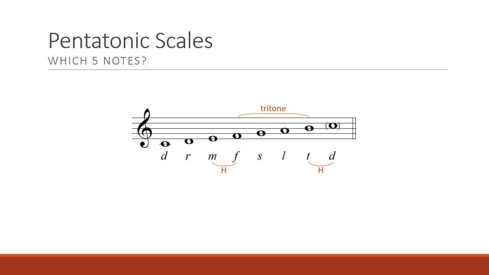So to create a pentatonic scale, we remove the notes ti and fa. That leaves us with a 5-note scale plus the repeated do at the top. These 5 notes are do, re, mi, sol, and la. And there's the do. We call this the major pentatonic scale because it's based on a major scale.